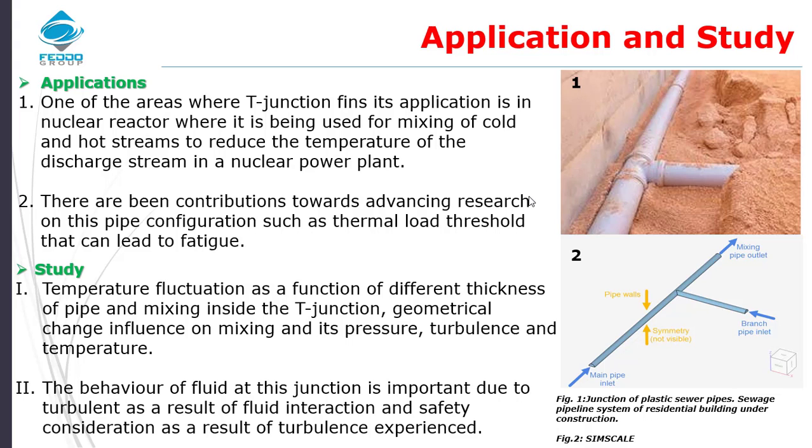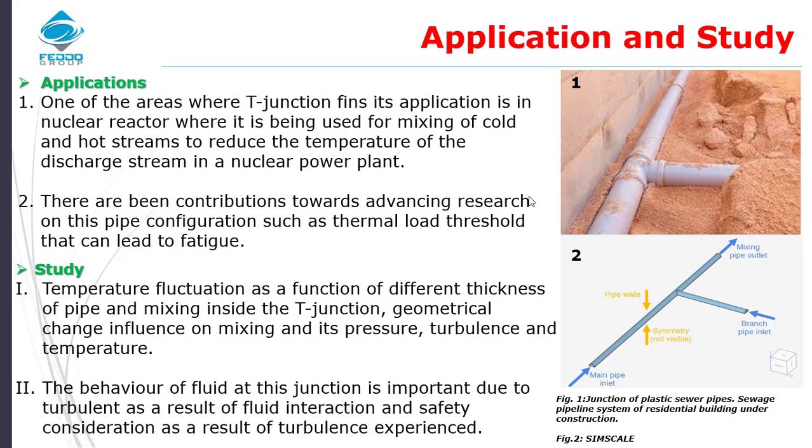The behavior of the fluid at this junction is also important due to turbulence as a result of fluid interaction, and for safety considerations as a result of the turbulence experienced. Ideally, fluid will always be turbulent. We have laminar flow, we have transient flow, and we have turbulent flow. In this regard, we are setting it at particular temperatures. As I said earlier, we have two inlets and an outlet. These two inlets are set at different velocities for the fluid to move. Then there is the junction where they meet before they come out from the outlet. So certainly there is turbulence involved in this research.